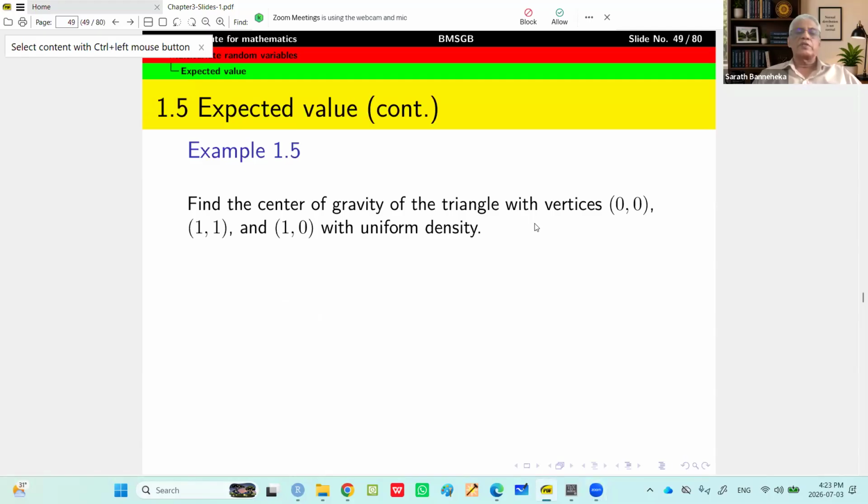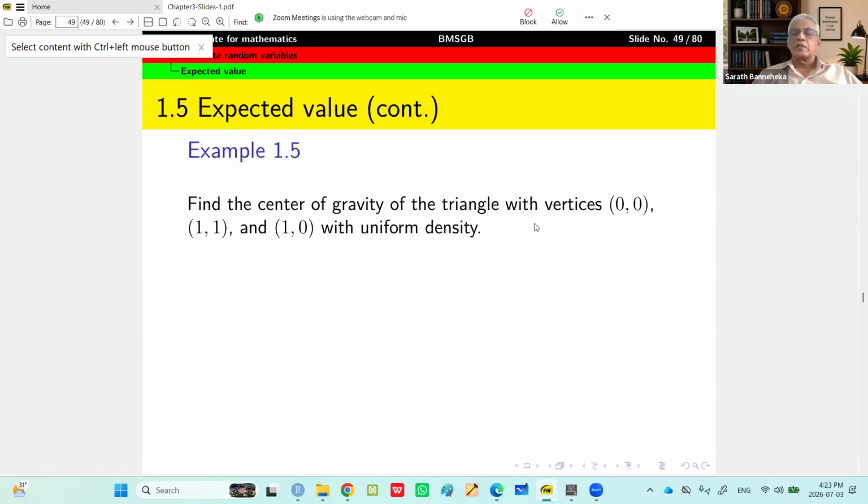Find the center of gravity of the triangle with vertices (0, 0), (1, 1), and (1, 0) with uniform density. Of course, from geometry, we know where the center of gravity of a triangle lies. We will find the same thing using this idea here, the expected value.